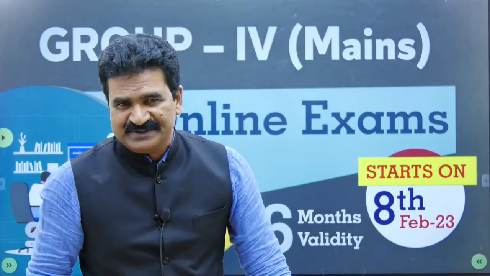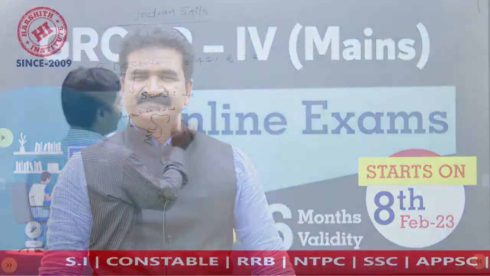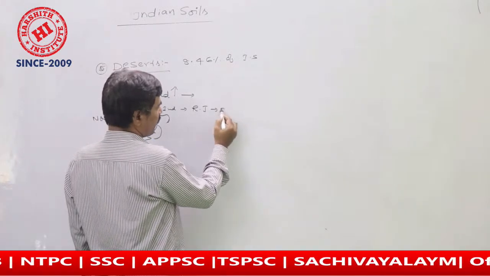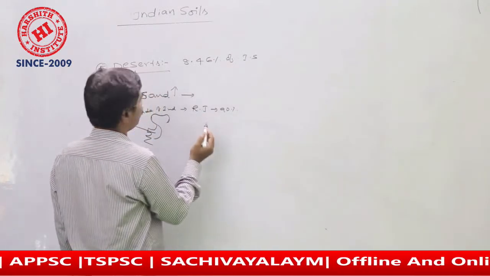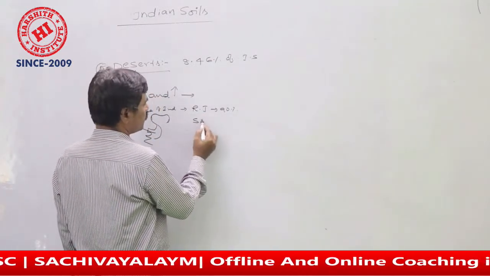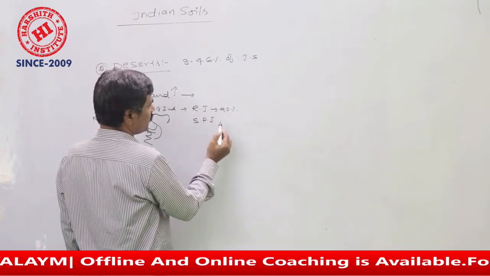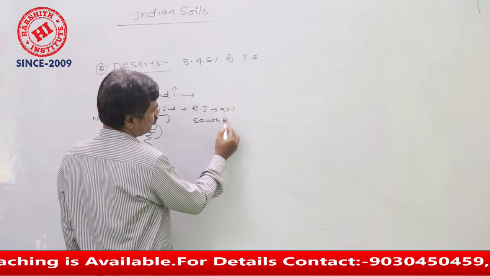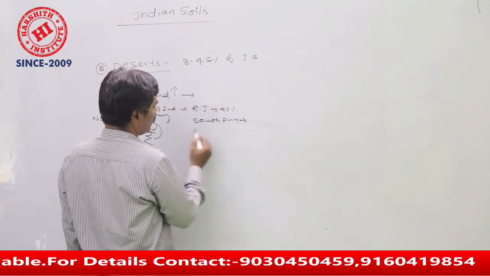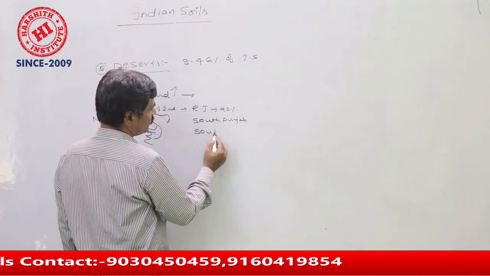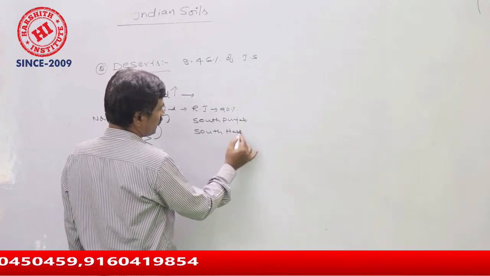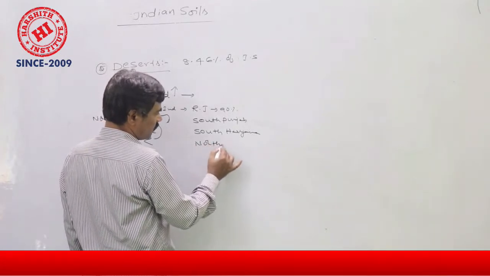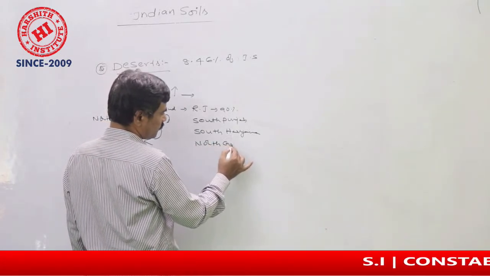The maximum is in Rajasthan, where 90% of the area is; also South Punjab, South Haryana, and North Gujarat.